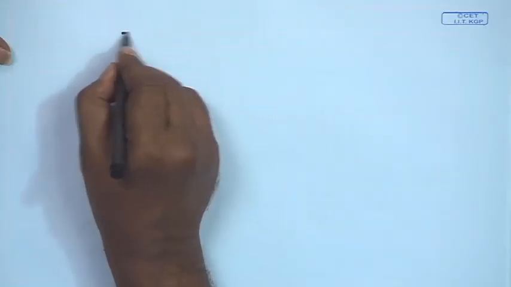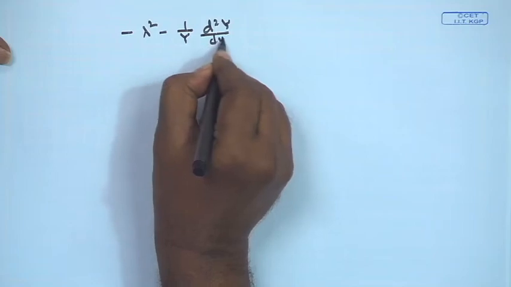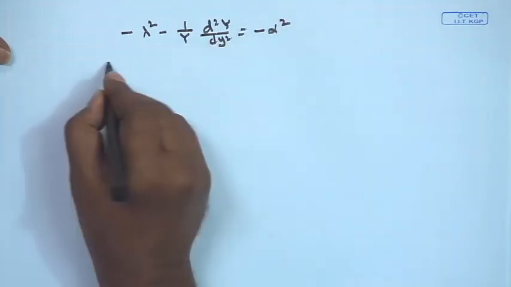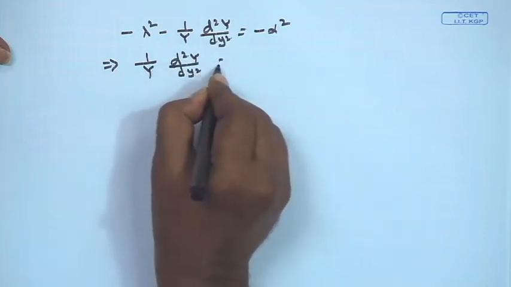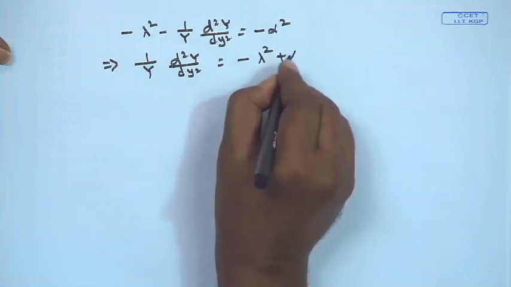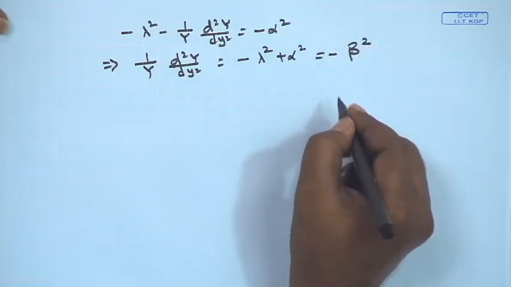So, this is the solution of the x varying part. Now, let us look into the solution of the y varying part, then we will be getting the solution of time varying part, then we will be constructing the complete solution. So, the y varying part: minus lambda square minus 1 over Y d square Y dy square is equal to minus alpha square. So, 1 over Y d square Y dy square is equal to minus lambda square plus alpha square, and again this will be a new constant minus beta square in order to have a non trivial solution in the y direction as well.